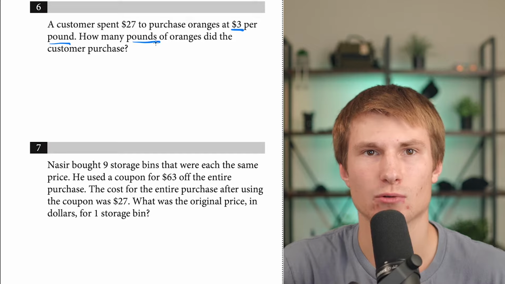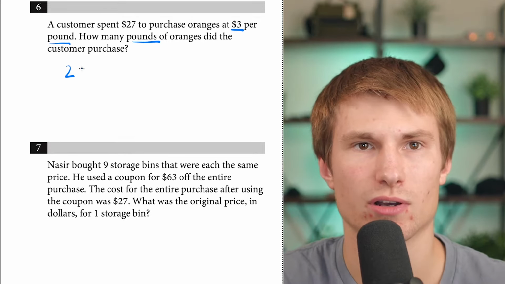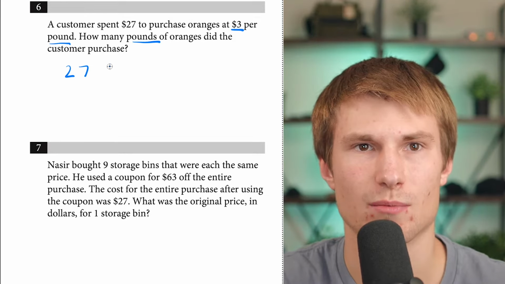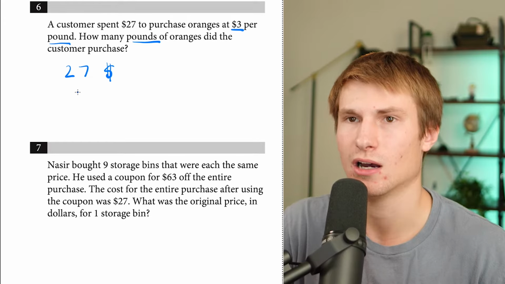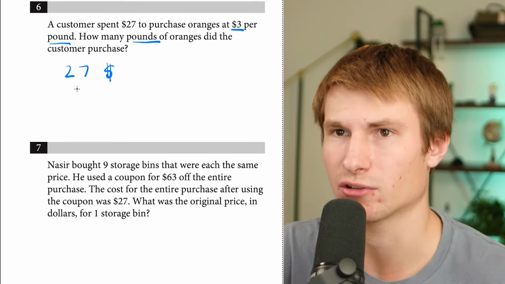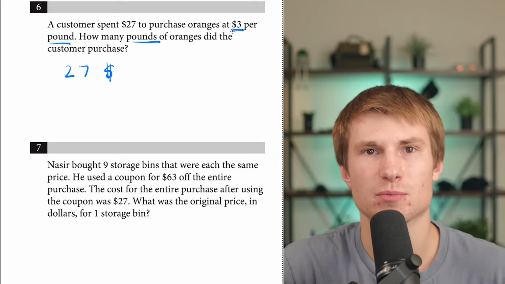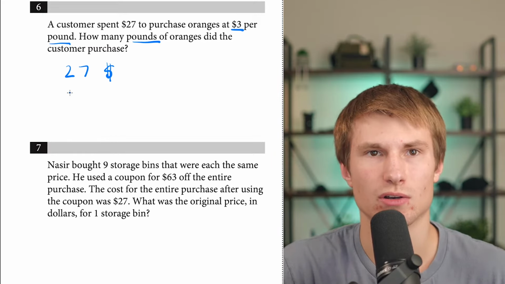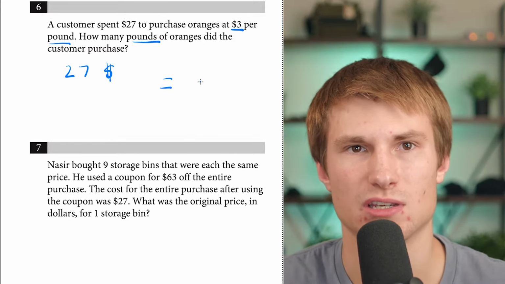How many pounds of oranges did the customer purchase? Well, we know that her total spending is $27, so I'm going to put my units of dollars to the right. You could put them on either side, but to the right is generally where I'll put my units. And we know that she's purchasing them at $3 per pound. So if we want to calculate, keep in mind we need this to equal out to the number of pounds.